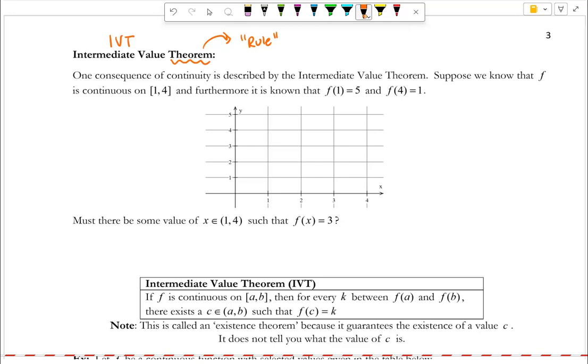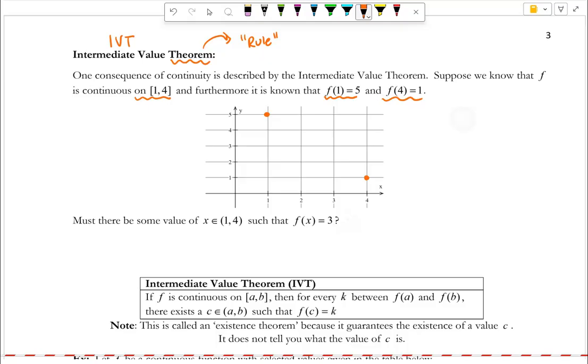So the IVT will tell us this. Let's start out just thinking about if we know that a function f is continuous on the closed interval 1 to 4. So remember, in interval notation, the hard brackets like that mean values including 1 and 4. So we're continuous from 1 to 4. We also know that f of 1 is 5 and that f of 4 is 1. So on this graph, f of 1 equals 5, I'm going to put a point up there. f of 4 equals 1, I'm going to put a point there.